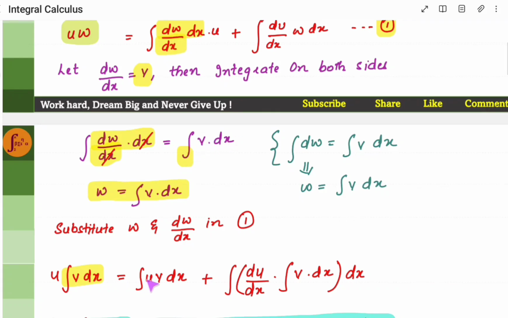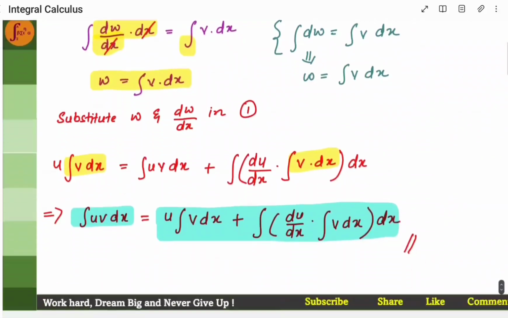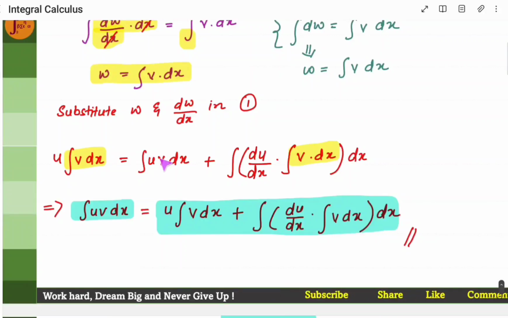So you substitute. It's nothing but integral of u into v into dx. Then plus, here again, wherever w is there and wherever dw is there, we actually substitute. So integral of du by dx will leave as is, and instead of w, we'll put integral of v dx here. That's all.